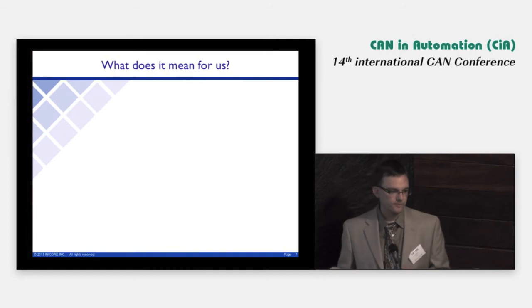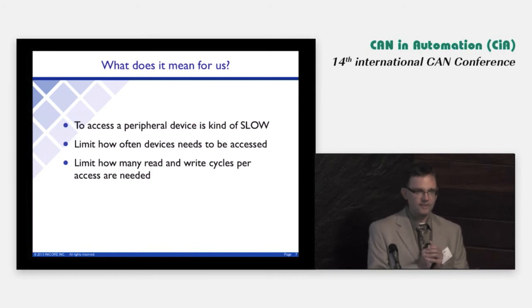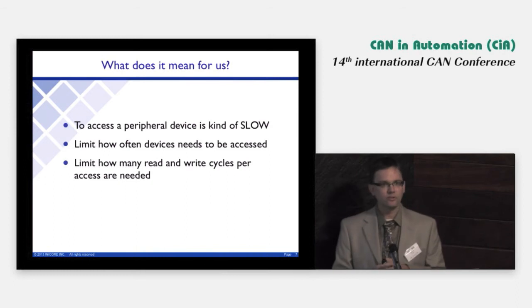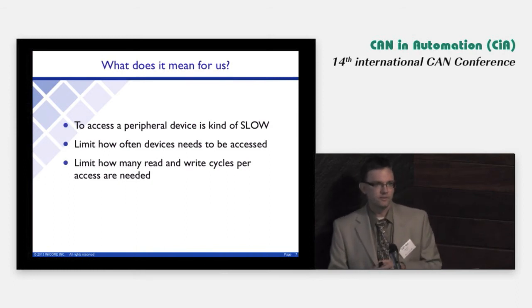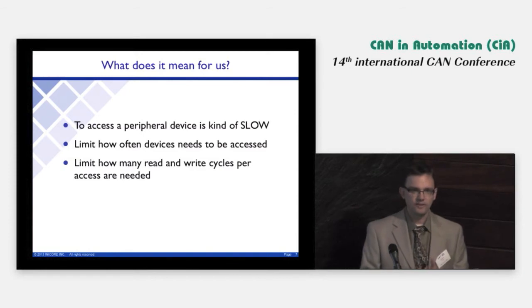So what does it mean for us? With our small CAN device somewhere at the end, in general, we have a slow access to our device. So when we design our system, our software as well, we have to look at how often we access it, and we have to limit how often we access it, and we have to limit how many cycles we do in an access.